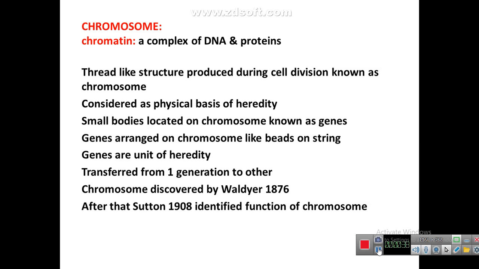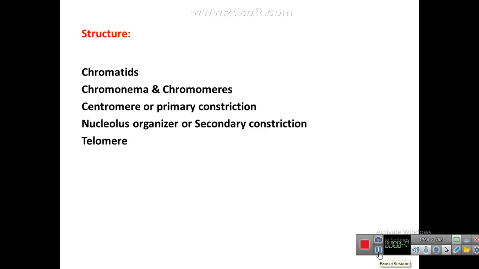Chromosomes were discovered by Wilder in 1876. After that, Sutton in 1908 identified the function of the chromosome. Structure of chromosome: structurally, the chromosome consists of the following parts: chromatids, chromonema and chromomeres, centromere or primary constriction, nucleolus organizer or the secondary constriction, and telomere.